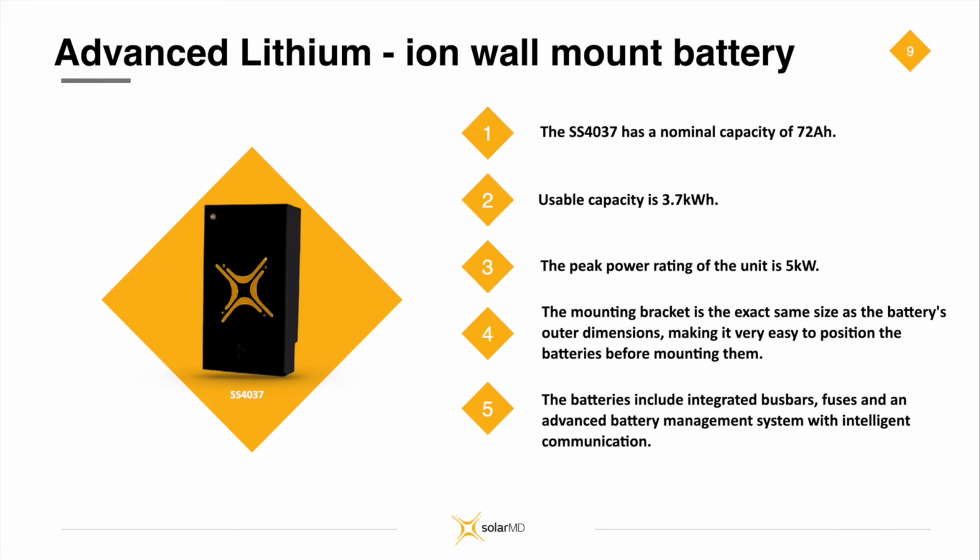The SS4037 has a nominal capacity of 72 amp hours. Its usable capacity is 3.7 kilowatt hours. The peak power rating of the unit is 5 kilowatts. The battery includes integrated bus bars, fuses, and our advanced battery management system with intelligent communication.